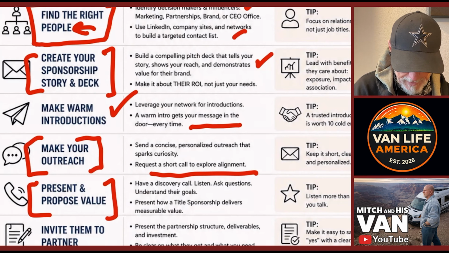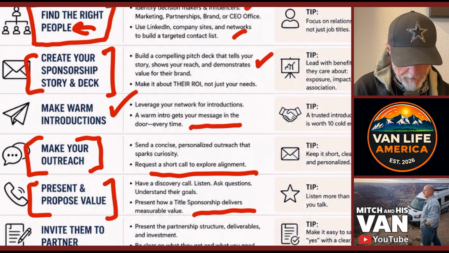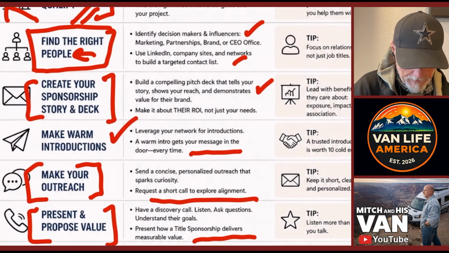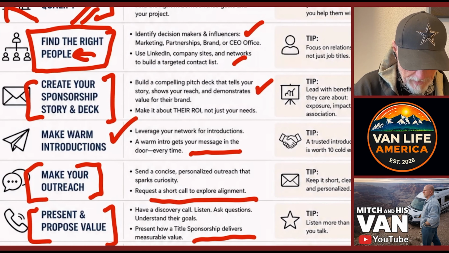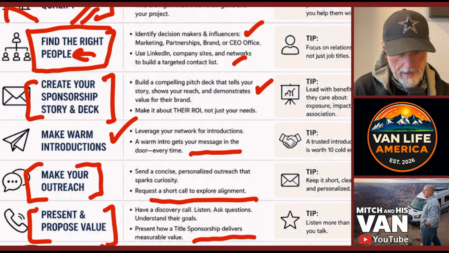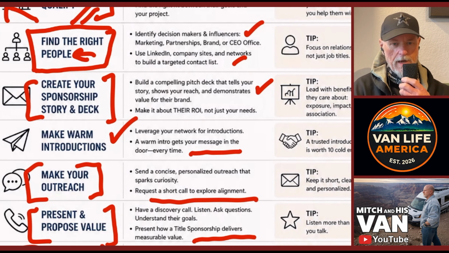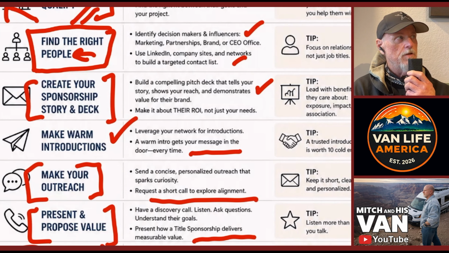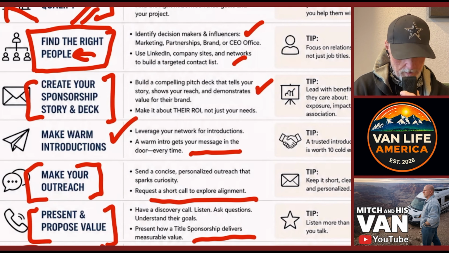Have a discovery call. Ask questions. Understand the goals that the sponsor may have. Present how the title sponsorship delivers measurable value. And then step 9, invite them to be the partner. Once they accept or decline, you go on to the next sponsor. If they decline and they're not interested, you move on to the next one on your list, and you keep going until you find someone who is interested.